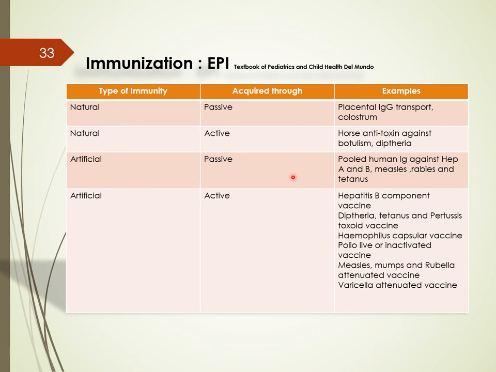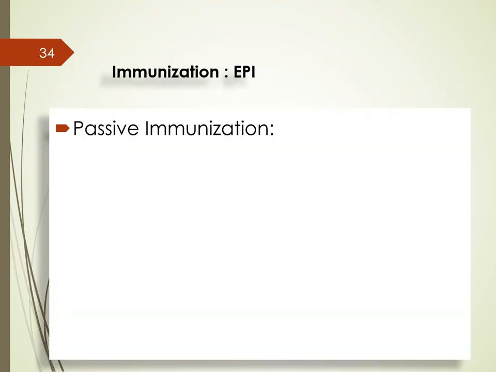Next would be your artificial passive, which is by giving immunoglobulins, like human IgG against hepatitis A and B, measles, rabies, and tetanus. The immunoglobulins, okay. That is your artificial passive. And your artificial active will be giving your immunizations, like your Hep B, diphtheria, DPT, HIV, polio, measles, mumps, and rubella, varicella. So these are your artificial active. The immunizations that are given in clinics or in the centers are artificial active.